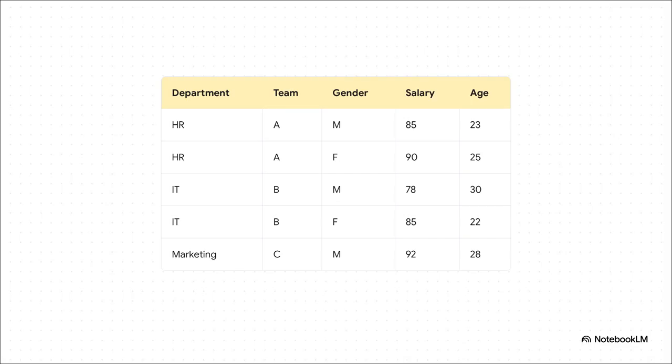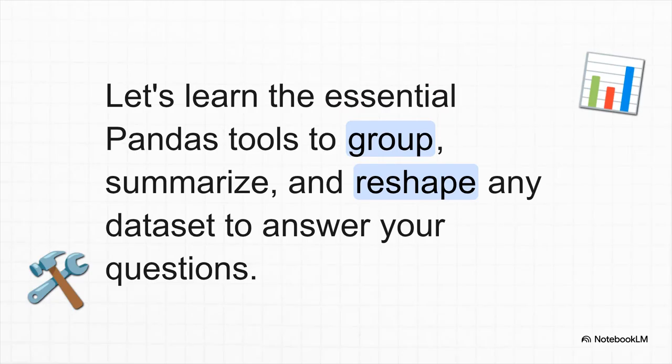Okay, so let's take a super common example. We've got this table of employee data. You can see it's got everything: departments, teams, salaries, ages, all good stuff. But just looking at it row by row, how do we pull out the real meaning here? All right, so in this explainer, we are going to build a toolkit to tackle exactly this kind of problem. We're going to learn the essentials: how to group, how to summarize, and how to reshape pretty much any data set so you can answer basically any question that comes to mind.